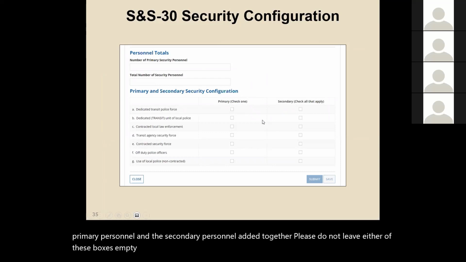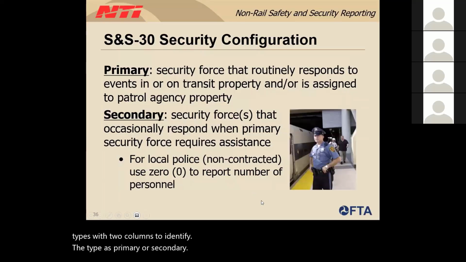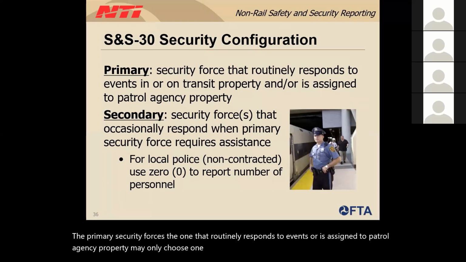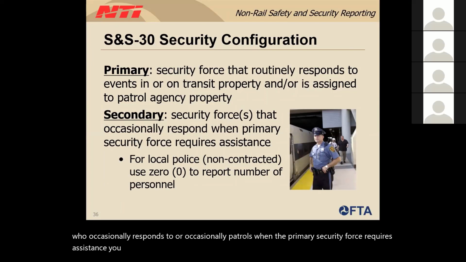Below the quantity boxes, you see a list of 7 personnel types with 2 columns to identify the type as primary or secondary. The primary security force is the one that routinely responds to events and/or is assigned to patrol agency property. You may only choose one primary type. The secondary security force is personnel who occasionally respond to or occasionally patrol when the primary security force requires assistance. You may select multiple secondary forces.